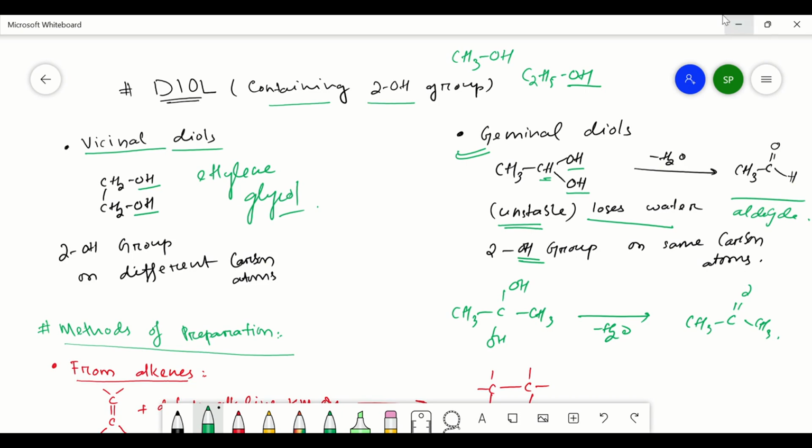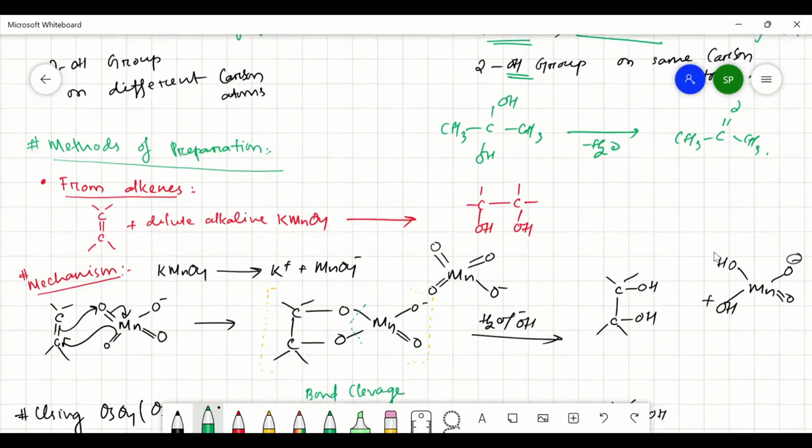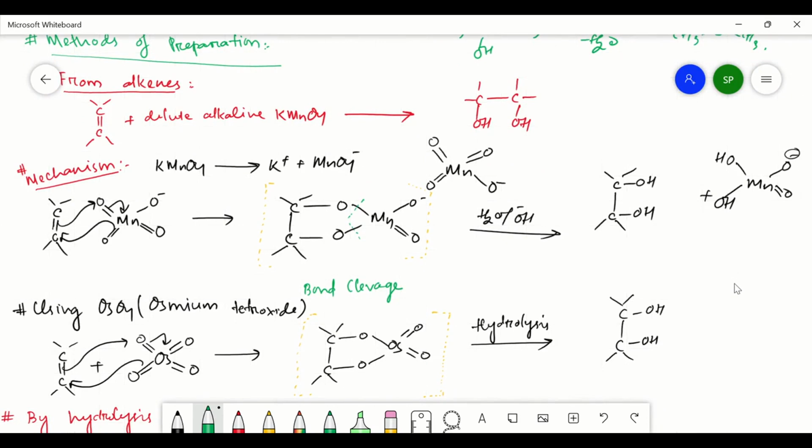Diols can be prepared from alkenes. If there is addition of one OH group, that is known as hydroxylation. If there is addition of two OH groups, that is known as dihydroxylation, and the reagents used for dihydroxylation are known as dihydroxylating agents. So here we will study two dihydroxylating agents.